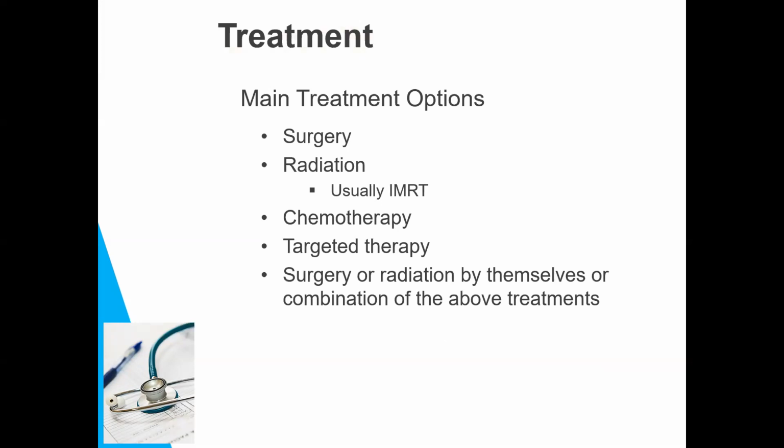Surgery or radiation therapy by themselves or a combination of the listed treatments may be part of a patient's treatment plan. Sometimes they only have to have surgery. Sometimes they only have to have radiation. Just depends on the primary site and the stage of that cancer.